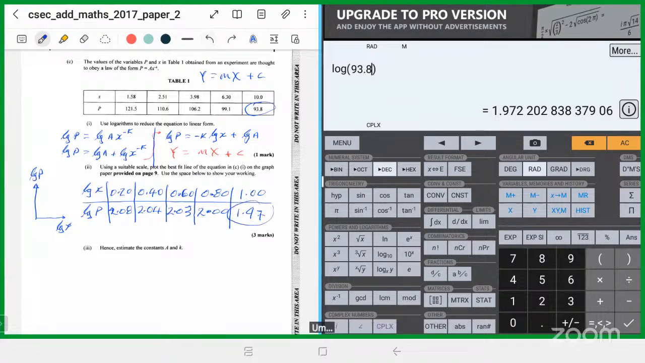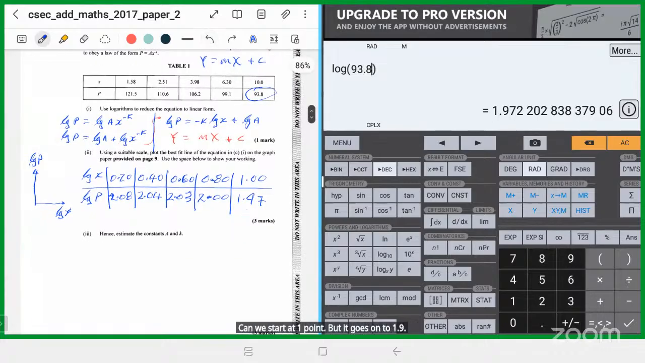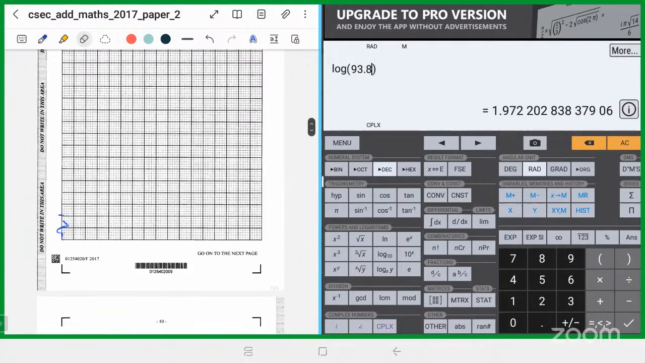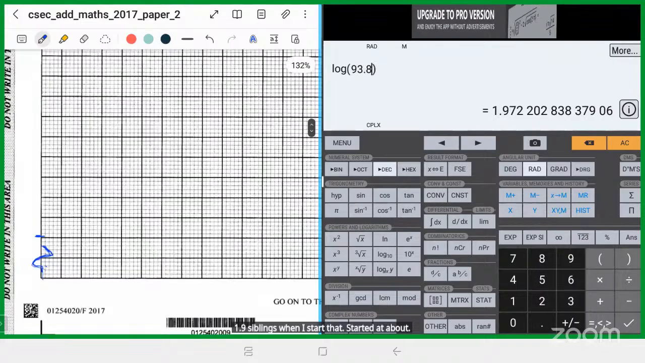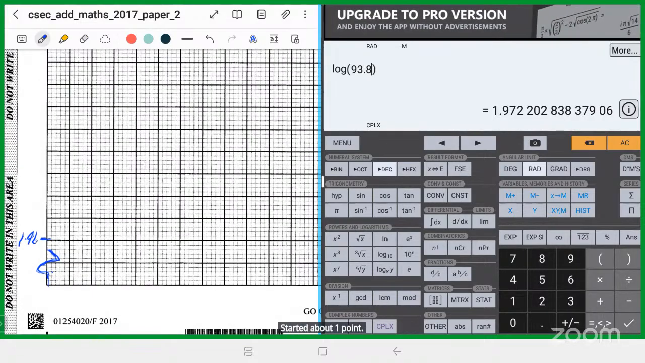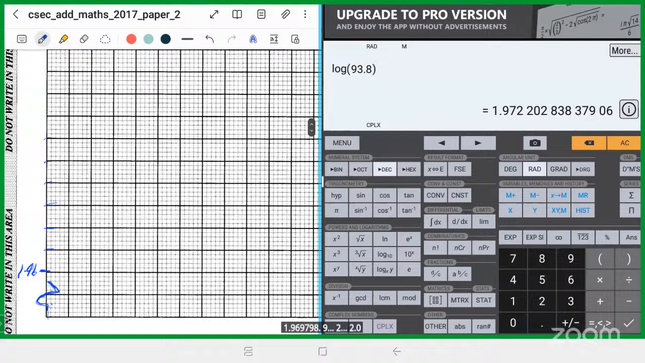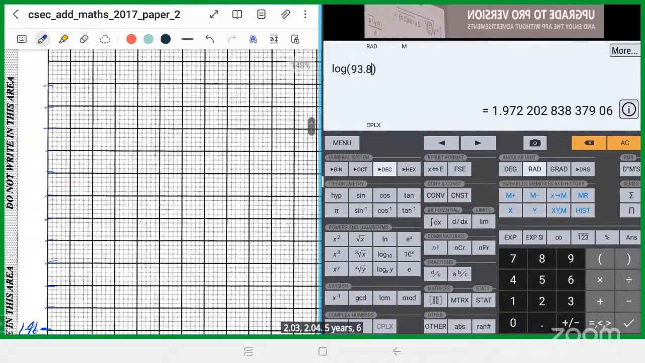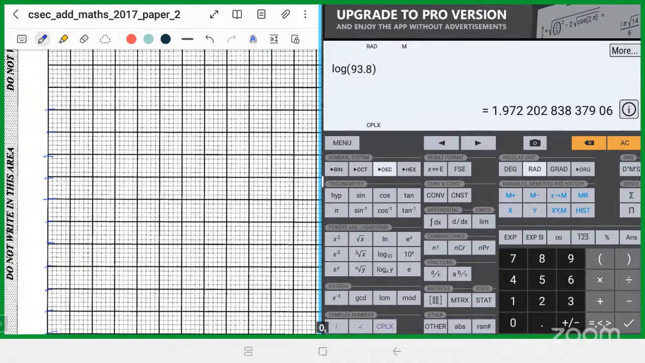Oh, sorry, we can't start it at 2. We can maybe start at 1.8 or something, as it goes on to 1.9, 1.97. So we're not going to start it at 2. Let's start it at about 1.96. Alright, 1.96, 97, 98, 99, 2. 2.01, 2.02, 2.03, 2.04, 05, 06, 07, 08, 09, 3, something like this.